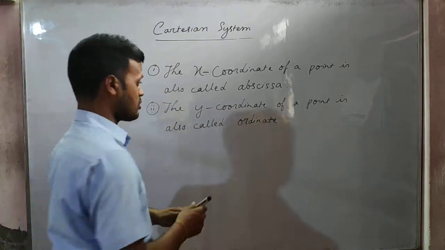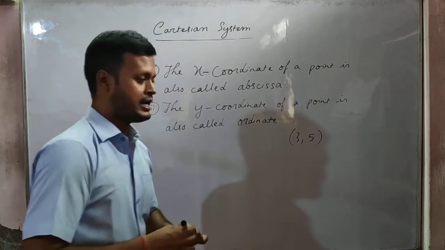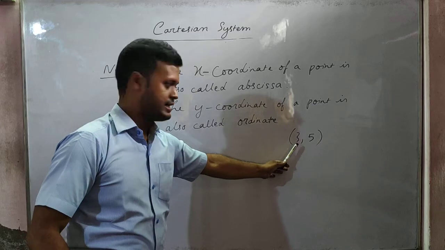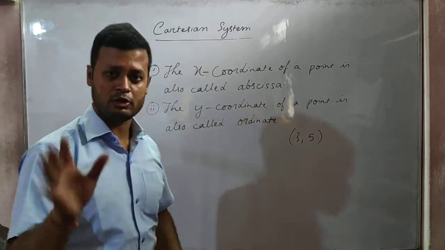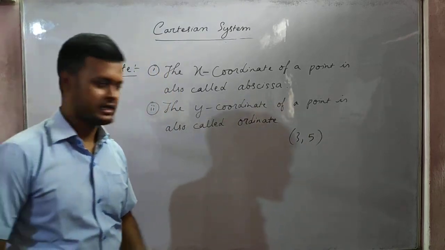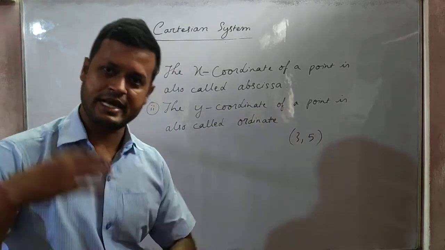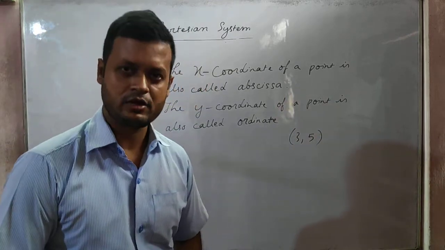X coordinate is also called the abscissa. Suppose I wrote 3, 5. Here 3 is the x coordinate, so 3 will also be called abscissa, and 5 will also be called ordinate. That means the x coordinate can be said as abscissa, and the y coordinate can be said as ordinate.